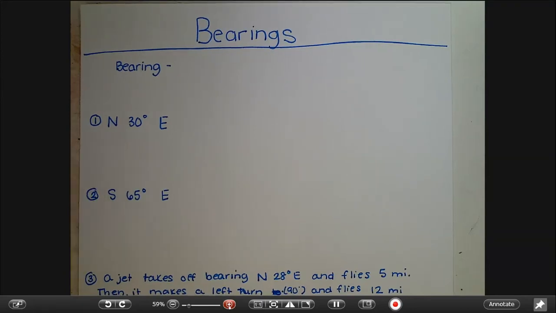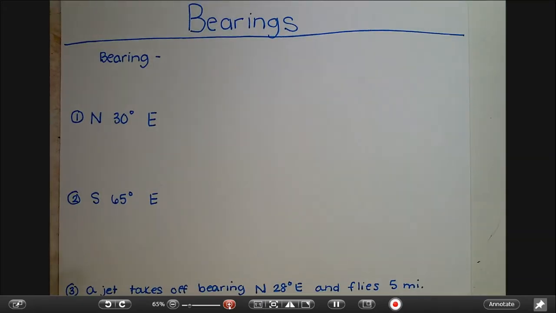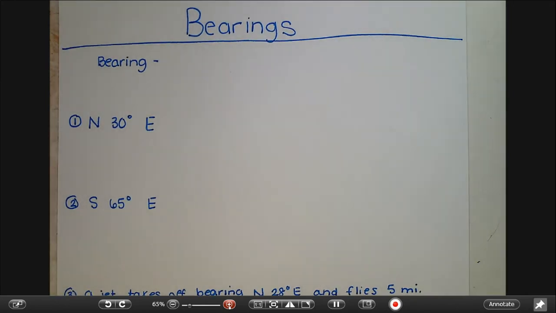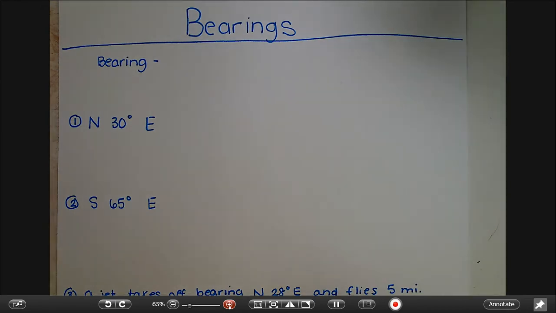Right, so we're going to talk about bearings today, and two of these problems are word problems. So when you get to them, if you're taking notes, then you probably need to pause and write the problems and then look at the notes. Other than that, it's only a little bit of writing.